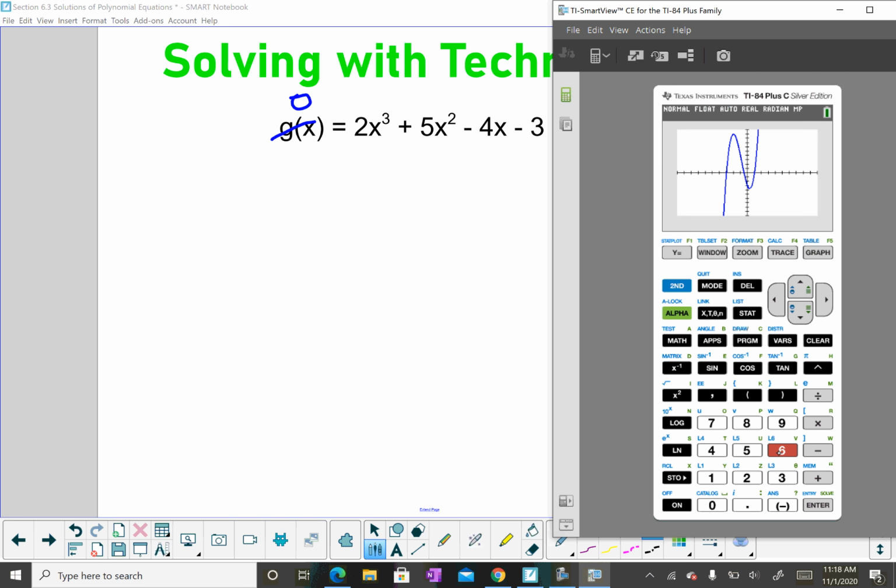Zoom 6 will just set you back to your standard window. Now we're looking for solutions here. Solutions, remember, another word for those are x-intercepts or zeros. So to calculate those, we're going to hit second trace, and we're going to choose 0, number 2. This is the x-intercept method that we've done before.